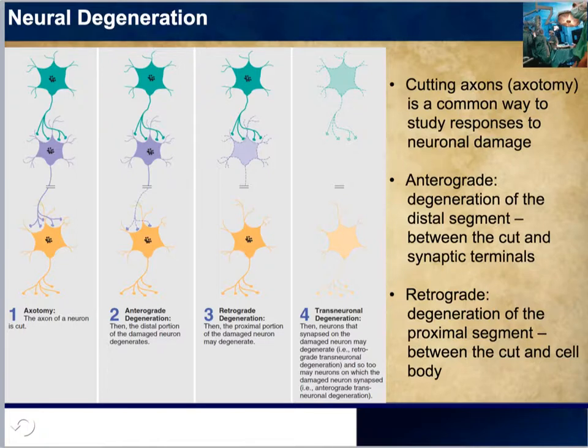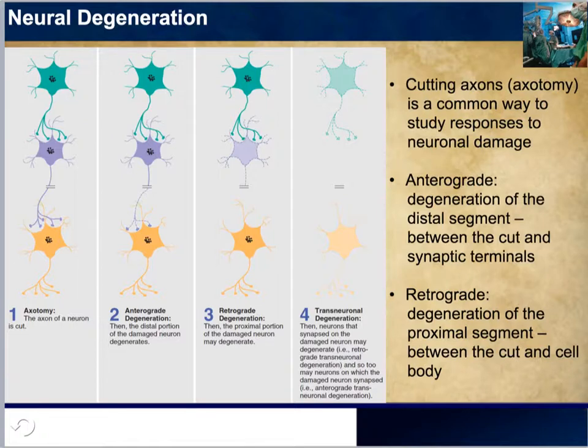We look specifically at the cause of degeneration, and we find through laboratory studies that neural degeneration is often induced in a simple, controlled way. We could do this by cutting the axon, and that's what's known as axotomy. Now, there are two kinds of degeneration that would happen thereafter. You would have anterograde degeneration and retrograde degeneration.